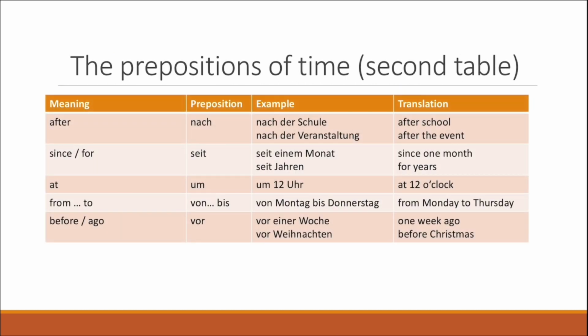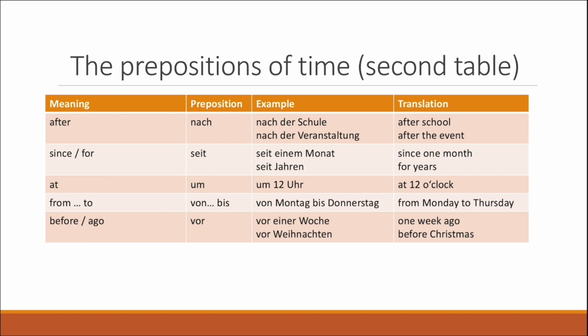Here you can see the second table, and the next prepositions are nach, seit, von bis, and then vor. Now we already talked about um, which means at. Nach means after, and it's most probably the most important one. You can see two examples: nach der Schule, which means after school, and nach der Veranstaltung, which means after the event. And here you can see how we are using the dative in order to describe the noun die Schule. We're not saying nach die Schule, but because we have the preposition nach, we are using the dative. So die becomes der, and we have nach der Schule. So this is very important to know.